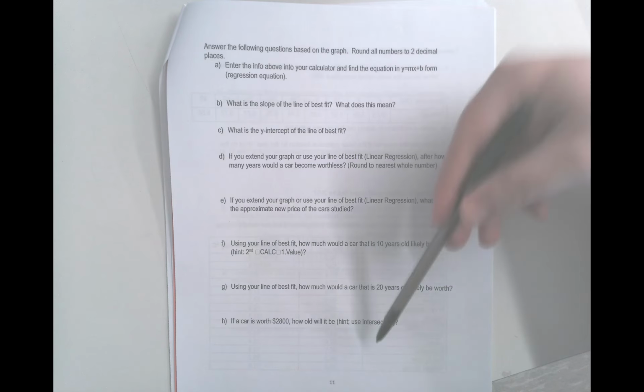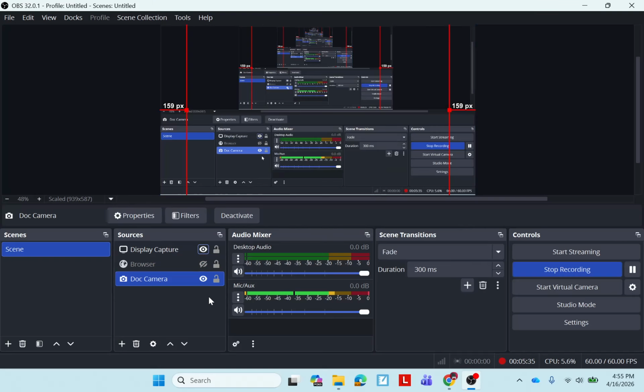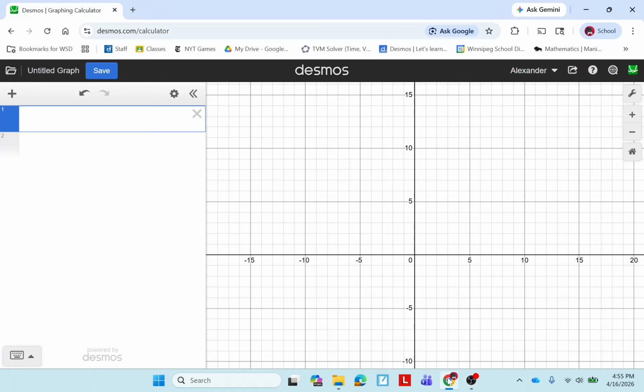Now what we are going to do is take that same table and put it on Desmos, and we are going to come up with the regression equation based on that. And you can see that there are a number of questions that we are going to go through. So I am going to switch over to Desmos and show you how to make a table and how to get your regression line.